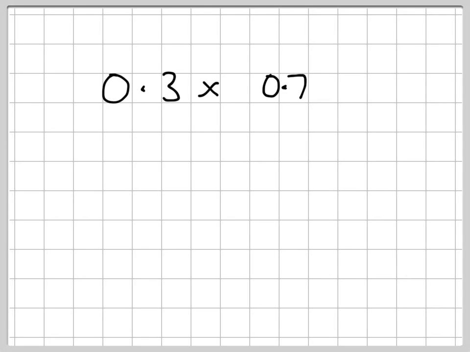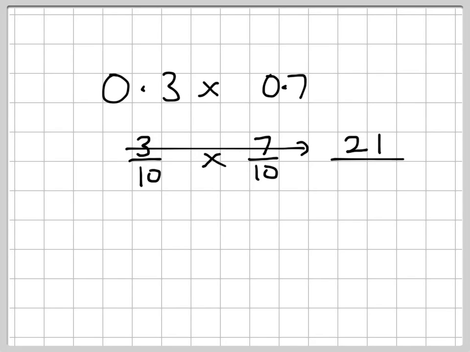For the next one, slightly more complicated. Here we've got 3/10 multiplied by 7/10. The top multiplies together to give us 21. The bottom multiplies together to give us 100. Putting this into our columns is slightly harder. We've got 1 in the hundredths column.